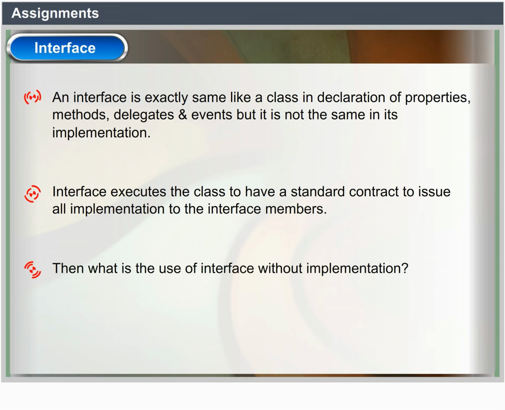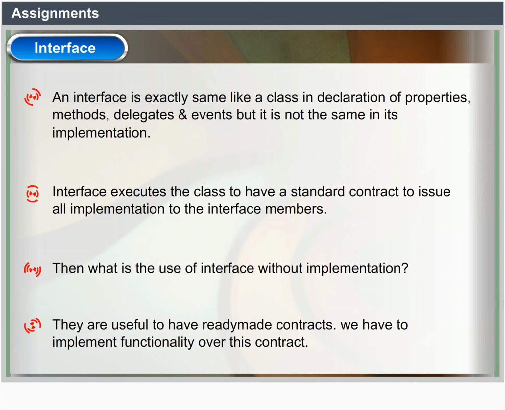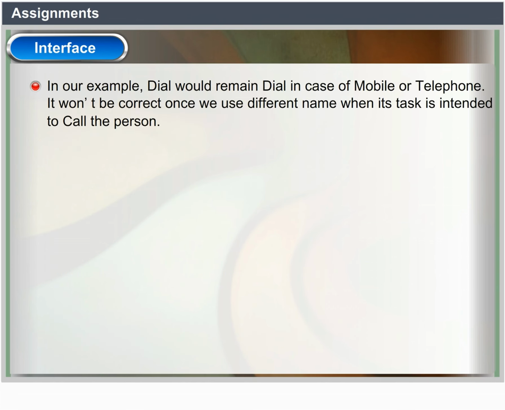Then what is the use of an interface without implementation? They are useful to have a ready-made contract. We have to implement functionality over this contract. In our example, dial would remain dial in case of mobile or telephone. It won't be correct to use a different name when its task is intended to call the person.